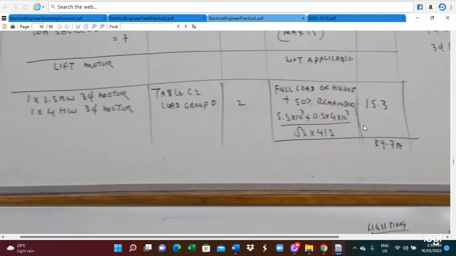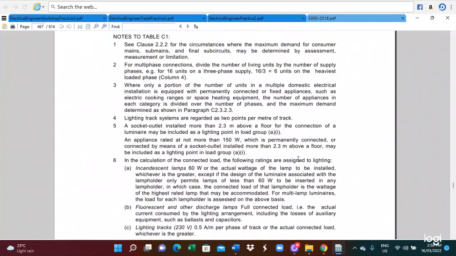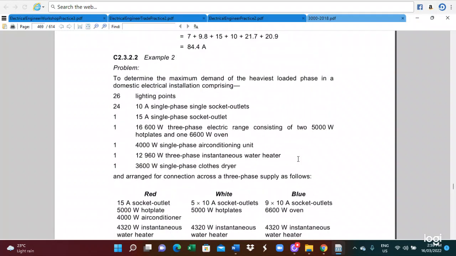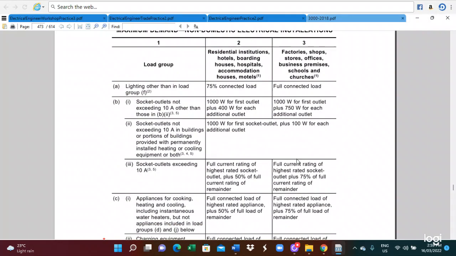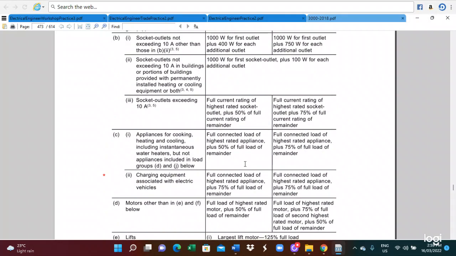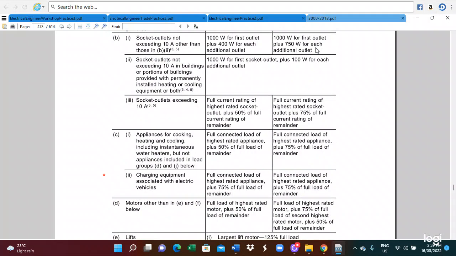Lead motor is not applicable. Then you have to refer to the 3-phase motors, the 2.5 kilowatt 3-phase motor and also the 4 kilowatt 3-phase motor. In this case, 3-phase motors are industrial load. You have to refer to table C2, load group D. So this is A3000. Load group D is residential and factory. For residential we refer to column 2, for factory you refer to column 3.